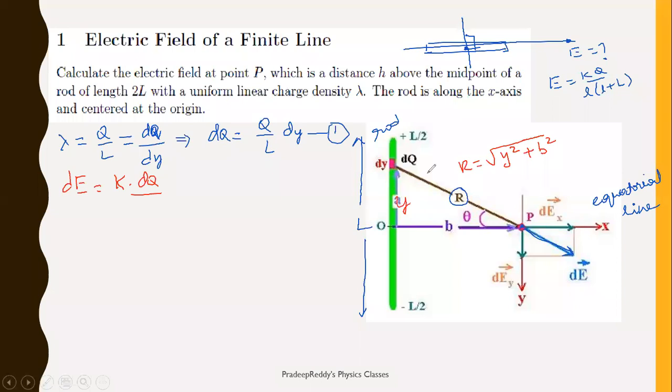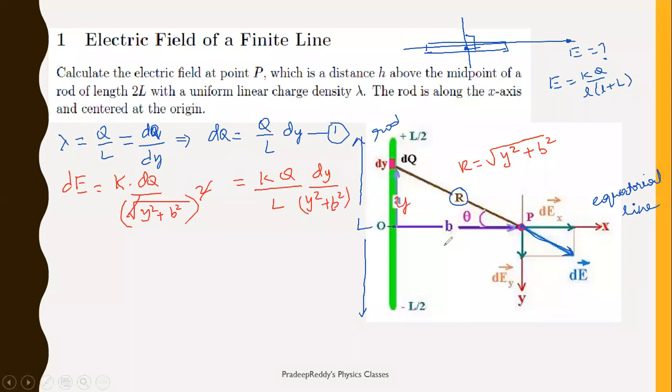This point is separated from charge dq by a distance r, which can be written as y squared plus b squared, where y is variable. That is what I am writing here as the square root of y squared plus b squared, whole squared, and this gets cancelled. It is K. The dq value I can substitute here: capital Q divided by L into dy, divided by y squared plus b squared. This is a very small element, and because of that element I have got this value.